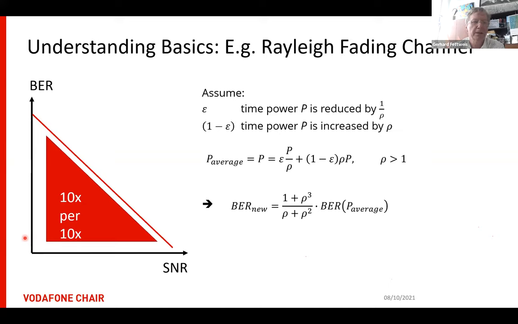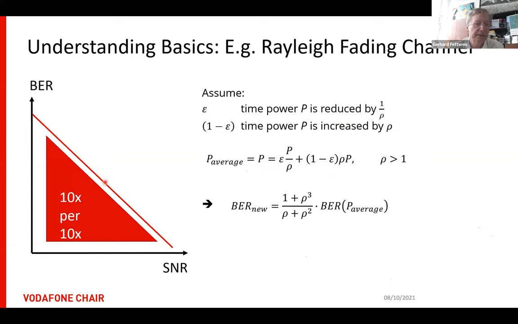So now the question is, assume I split my time such that during epsilon amount of time, epsilon between 0 and 1, obviously, the power is reduced by 1/rho, meaning I have a smaller SNR, I'm sitting somewhere here. And 1 minus epsilon of the time, I am transmitting at a higher SNR. And I want to make sure that the average transmit power remains identical. So my average transmit power is epsilon times P divided by rho, plus 1 minus epsilon times rho times P. And if I do the simple math, this is the same thing as my power P.